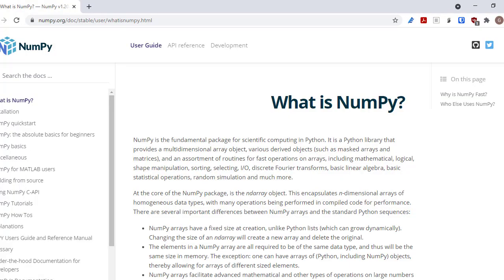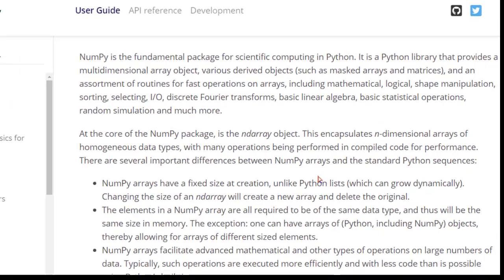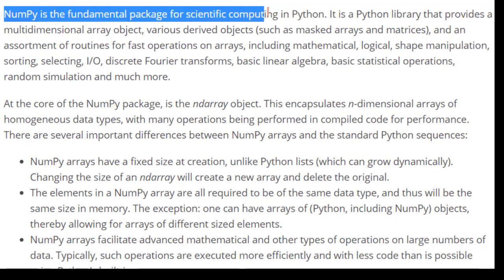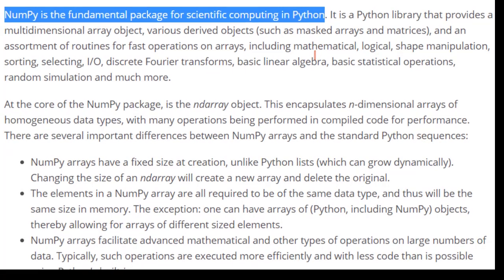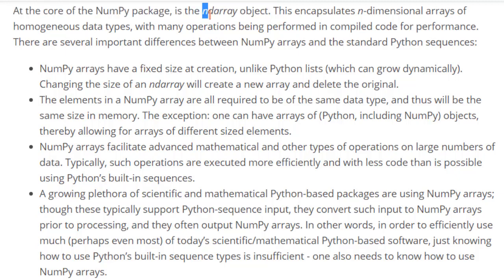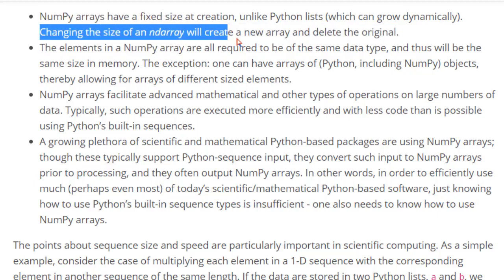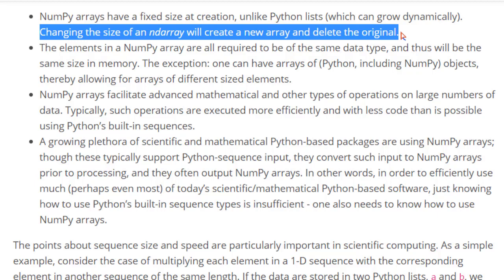I will just take you to the official documentation of NumPy, and here it says NumPy is the fundamental package for scientific computing in Python. At the core of the NumPy package is the ndarray. This ndarray means n-dimensional array. A NumPy array has a fixed size at creation. Changing the size of an ndarray will create a new array and delete the original one. So that simply means that when you have created an array and when you change or add new elements to it, it simply deletes the original one and creates a new one.